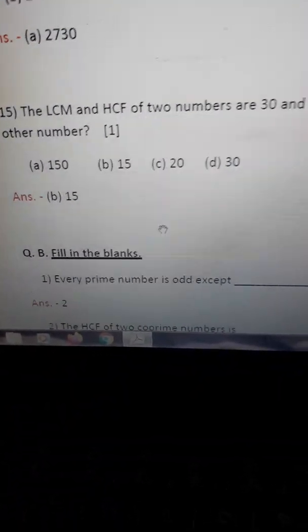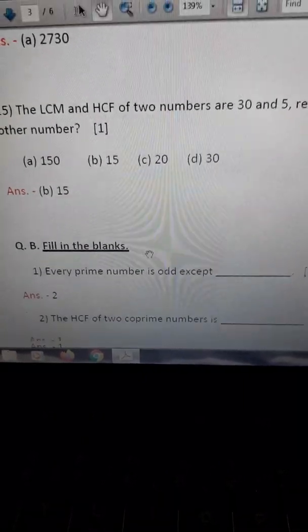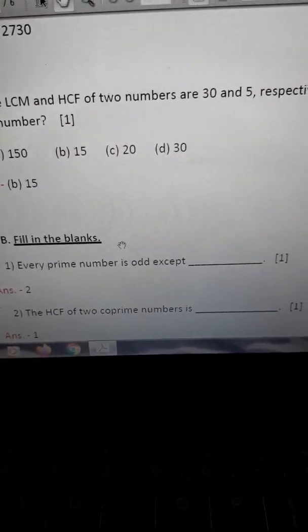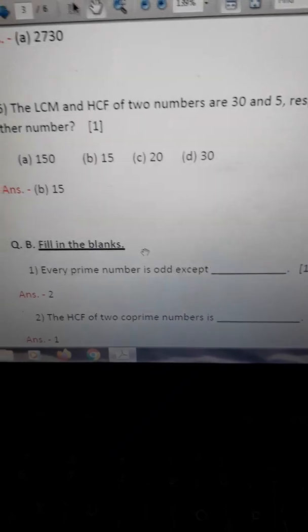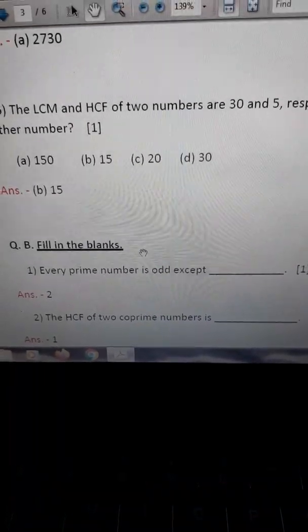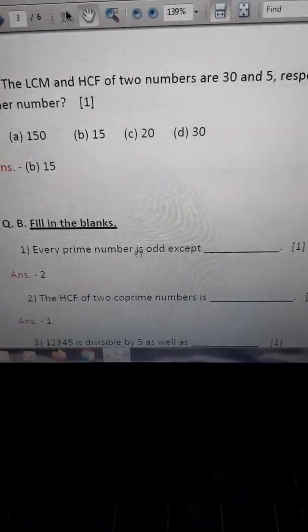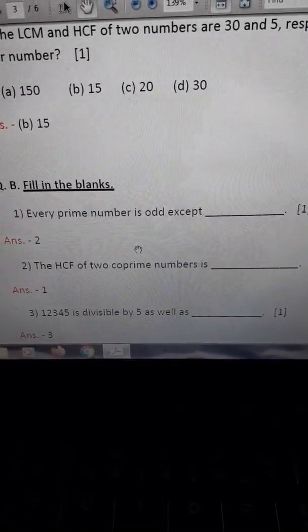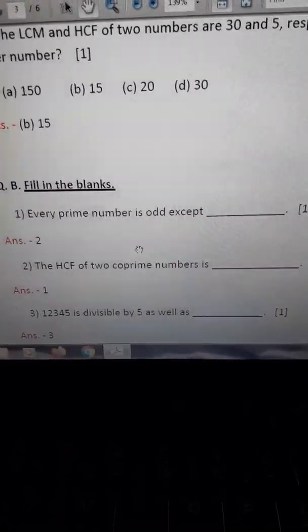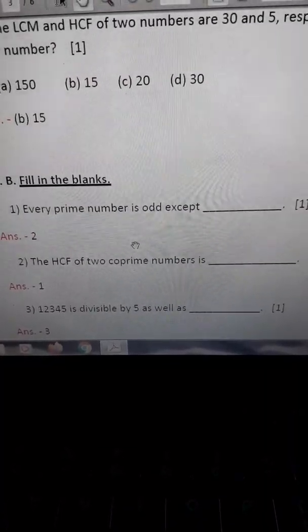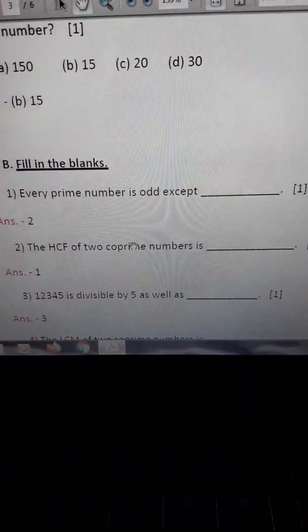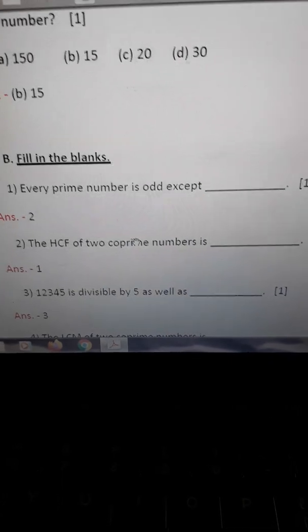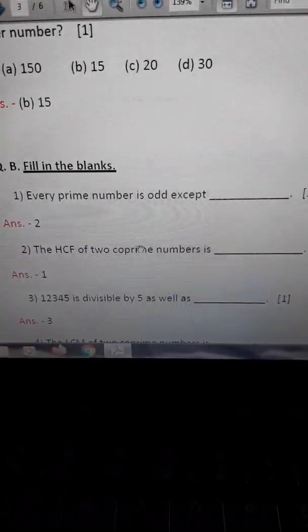The next part of the question paper is the fill in the blanks. So the first question: every prime number is odd except 2. The HCF of two co-prime numbers is 1. 12,345 is divisible by 5 as well as 3. So if you check the number, then you will get that this number is divisible by 5 as well as 3.